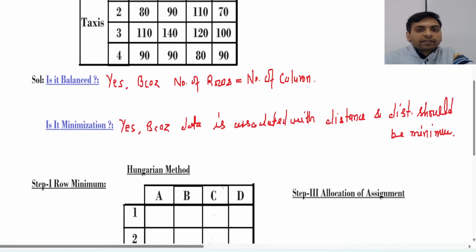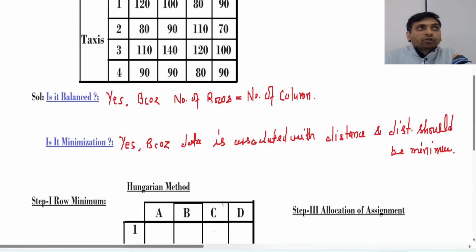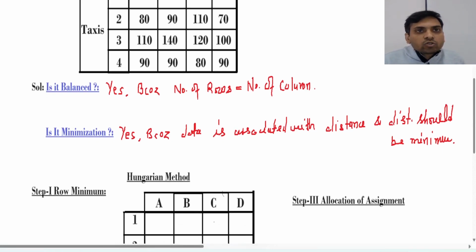So now we are working on the Hungarian method, and the first step is row minimum. In all rows, we will see the minimum number. In the first row the minimum number is 80, so we will subtract this 80 from all elements of this row. This means 120 minus 80, 100 minus 80, 80 minus 80, and 90 minus 80.